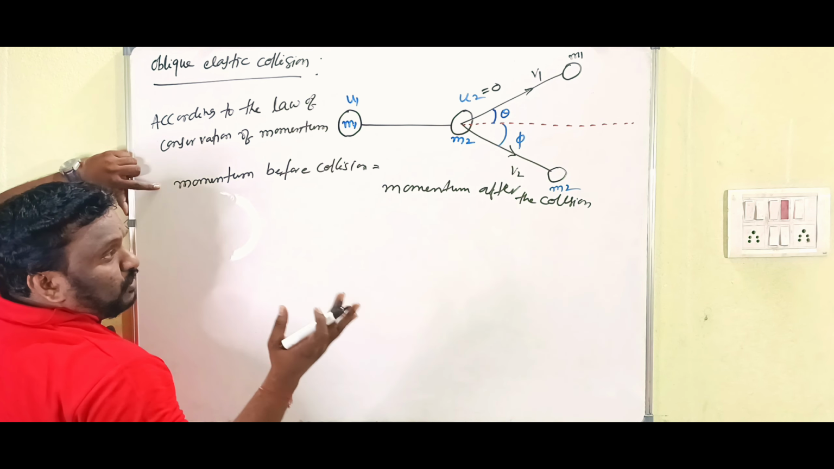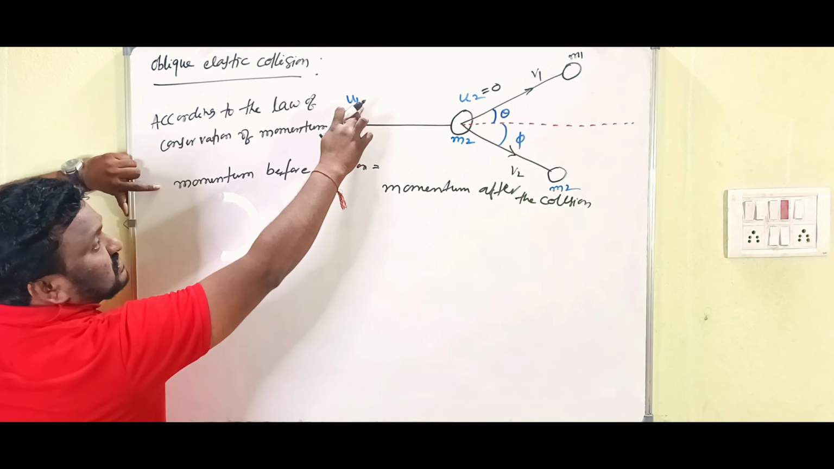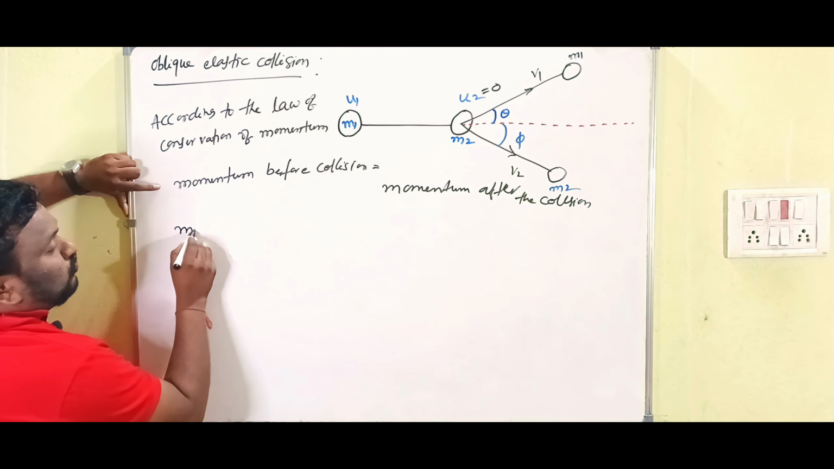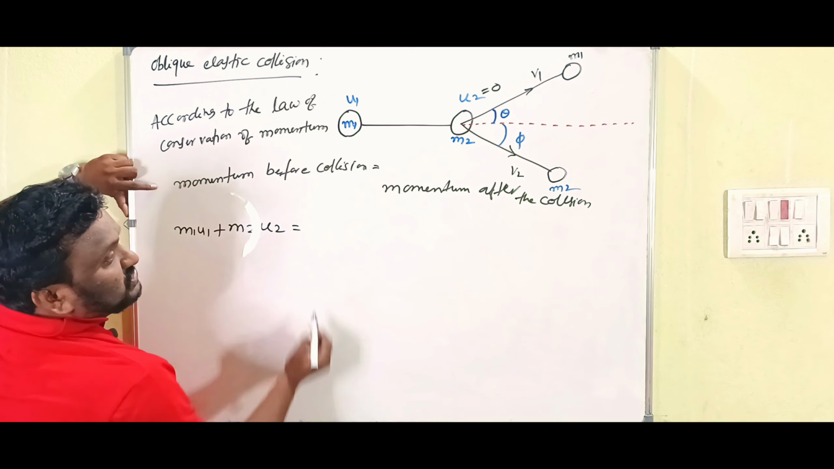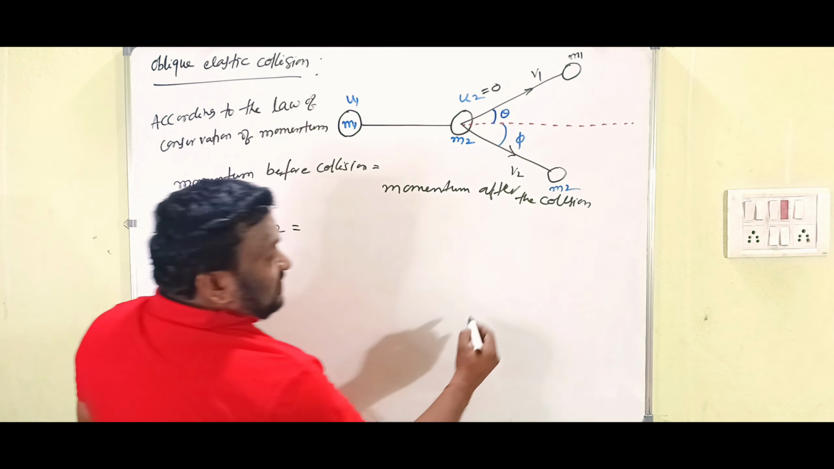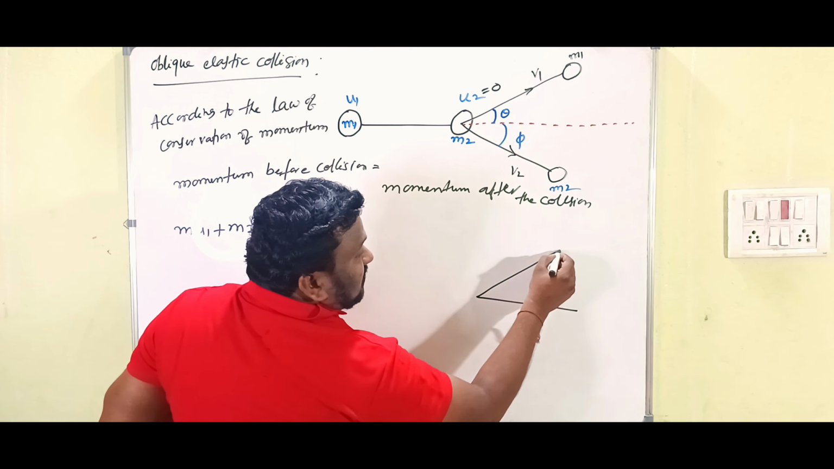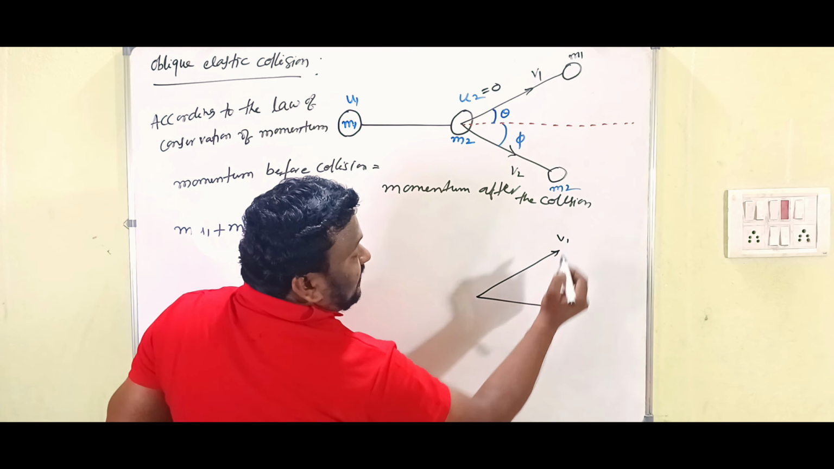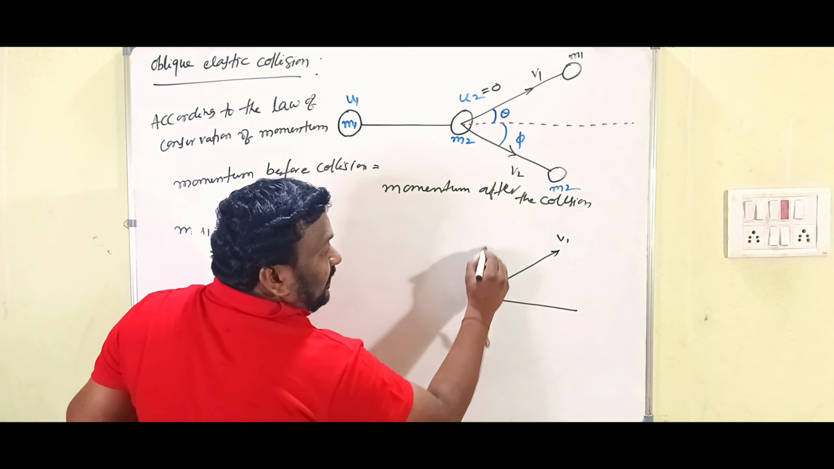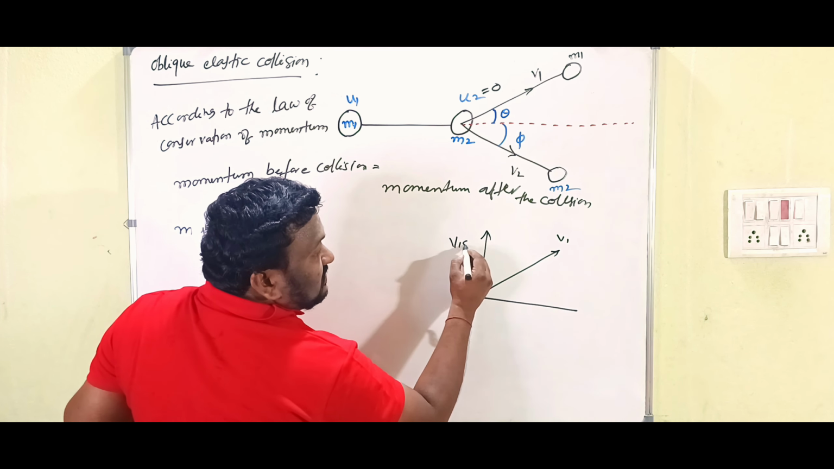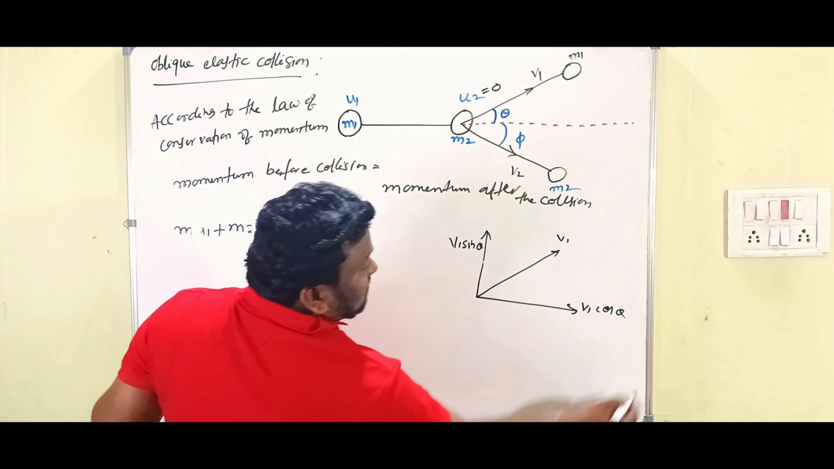What is momentum? Product of mass and velocity. That's why here mass is m1 and velocity is u1. So m1 u1 plus m2 u2 is equal to, in this case, it is the line of impact and we are showing it as v1. Now that particular velocity is divided into two components. One is v1 sin theta and the next one is v1 cos theta.